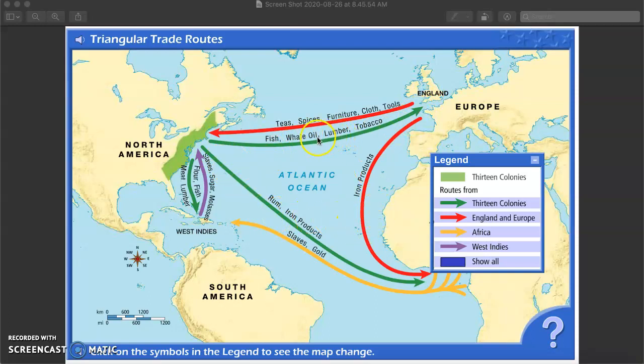So the main thing that you need to keep in mind with mercantilism is that the 13 colonies, they are providing England with raw materials like cotton, like lumber. England then takes those raw materials and turns them into finished products and sends them and sells them back to the 13 colonies.